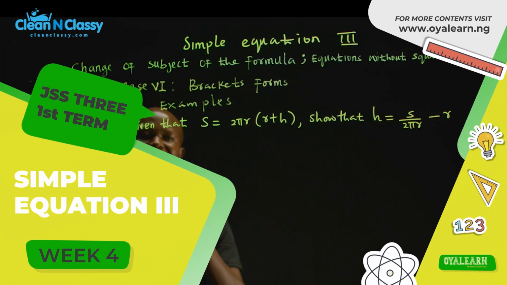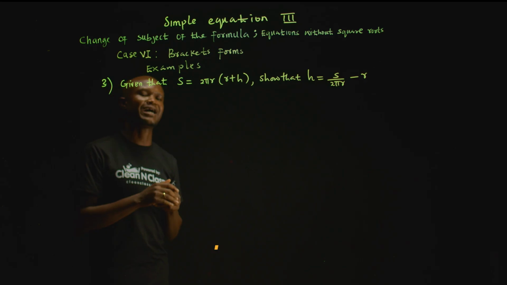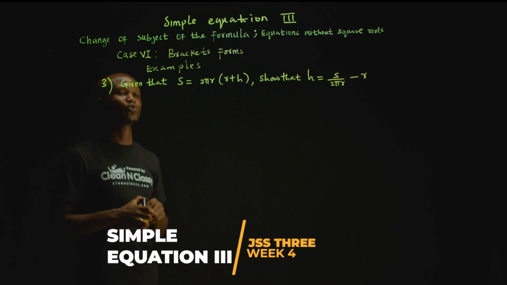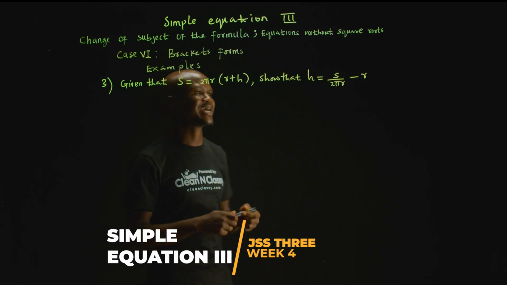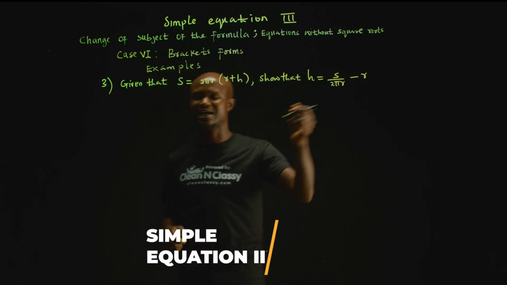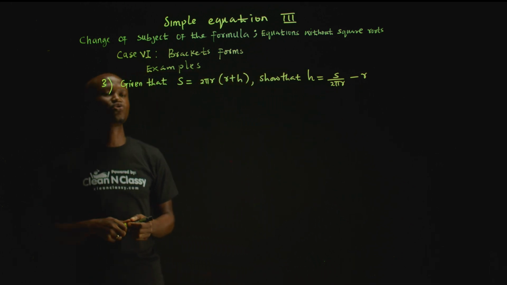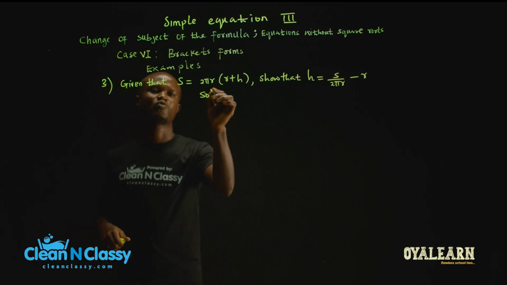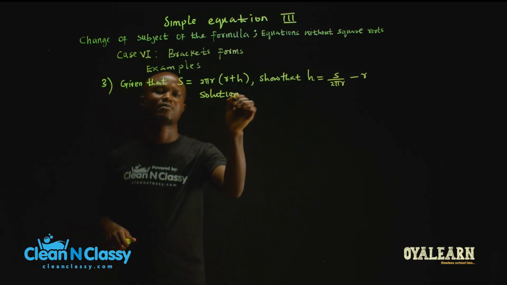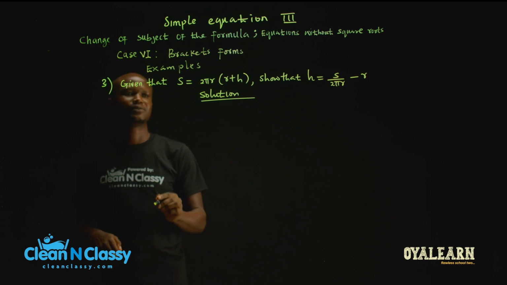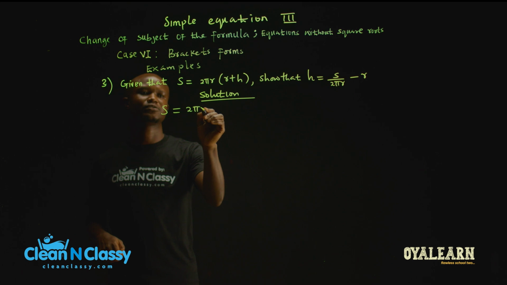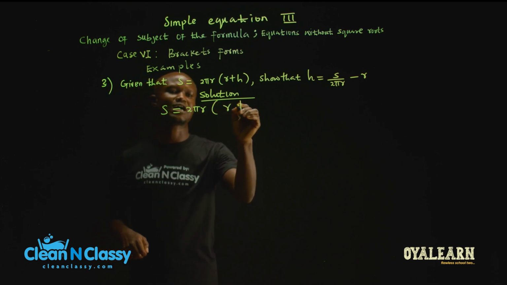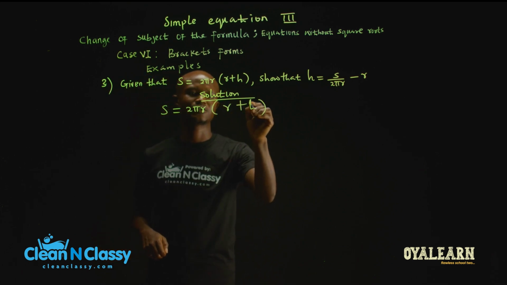Given that S equals 2 pi r into (r plus h), show that h equals S over 2 pi r minus r. Solution.